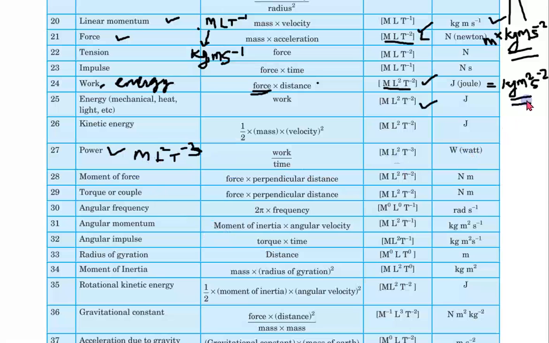How to calculate the equivalent unit? Here, mass stands for kg, L stands for meter, if it is square we will square it, and T stands for time, minus 3 means second minus 3. This is the equivalent unit of power. Remember this also.